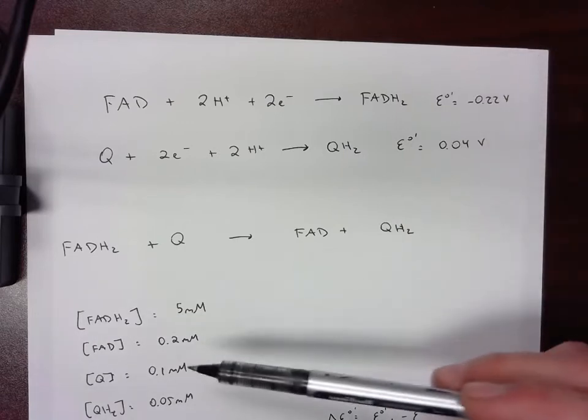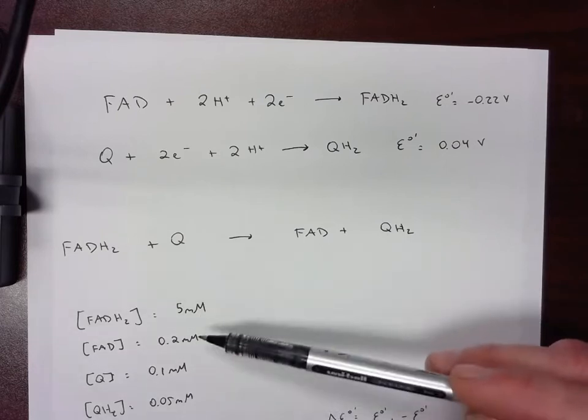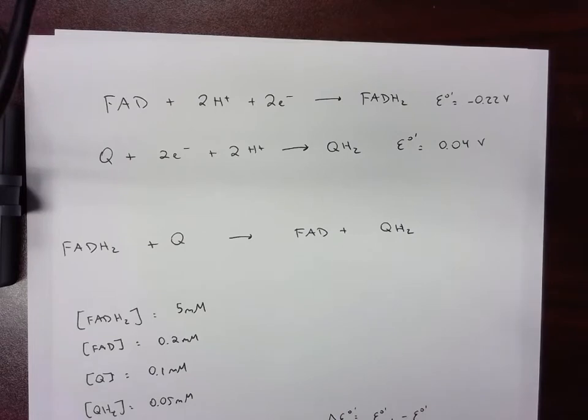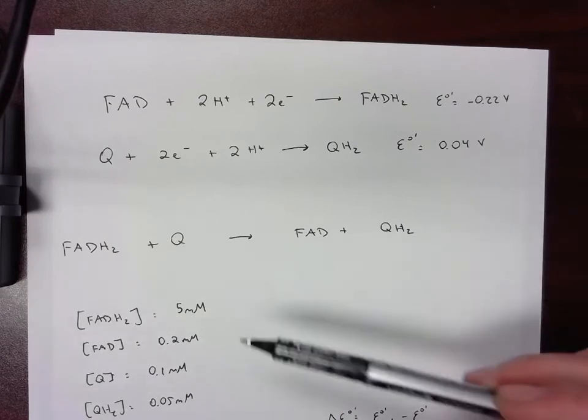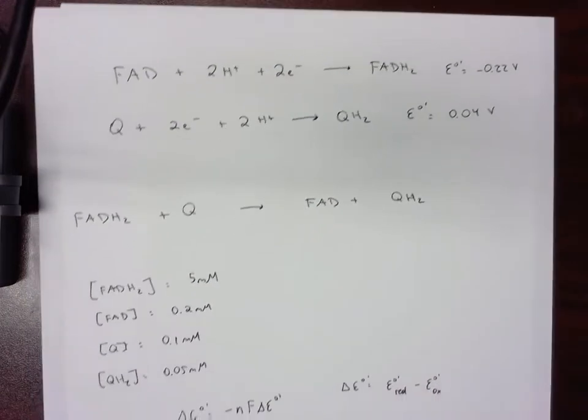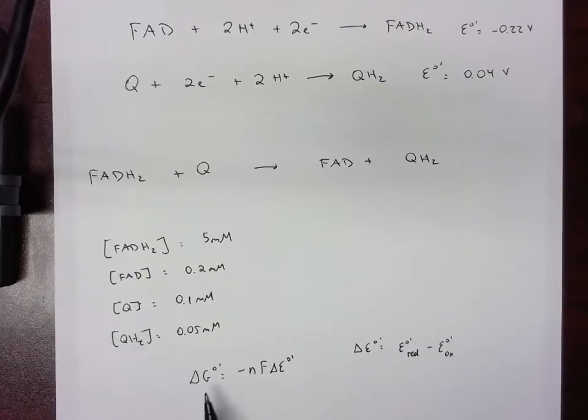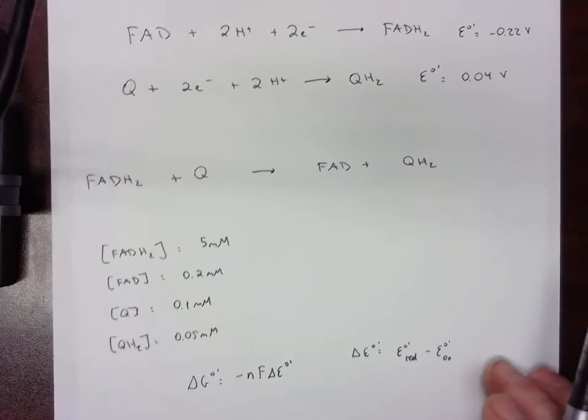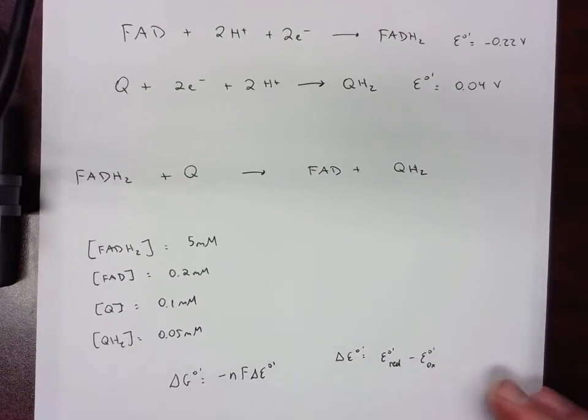So the question is, using these concentrations, what is the Gibbs free energy for this? But before we can do this under non-standard conditions, we need to first do it under standard conditions. So we'll calculate that using this equation, delta G naught equals negative NF delta E naught. We need to calculate the change in voltage under standard conditions, and in order to do that, we're going to take these two numbers up here, the standard reduction potentials, and put them in their appropriate location in the formula.